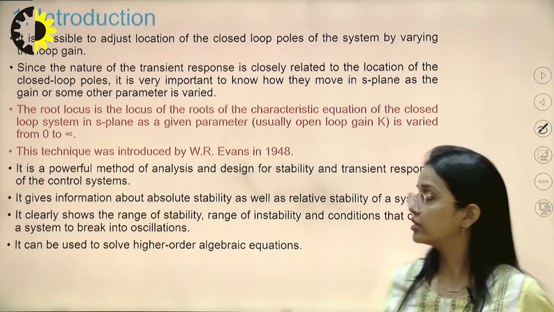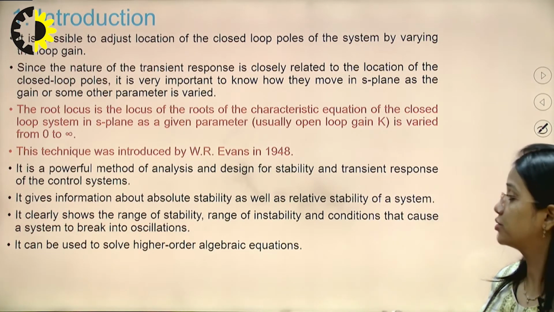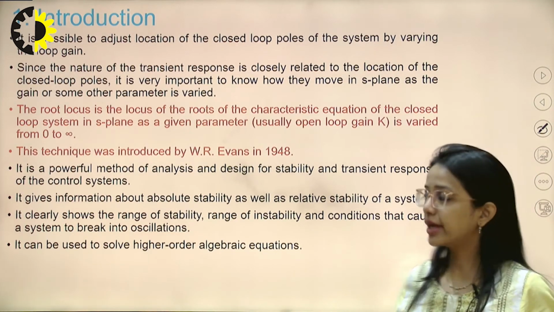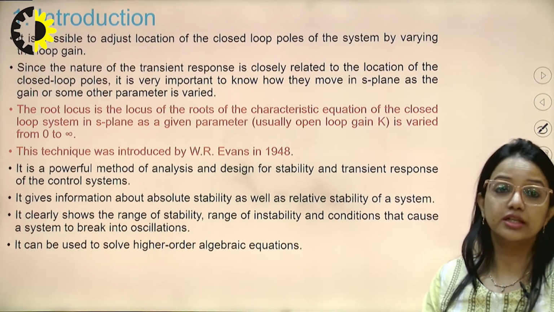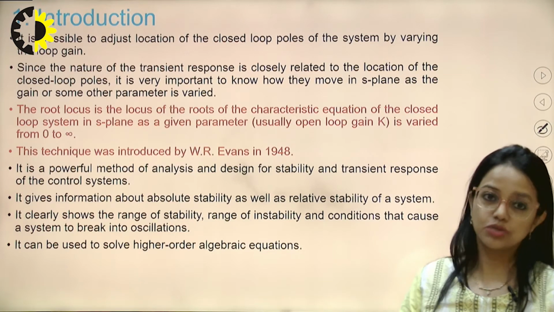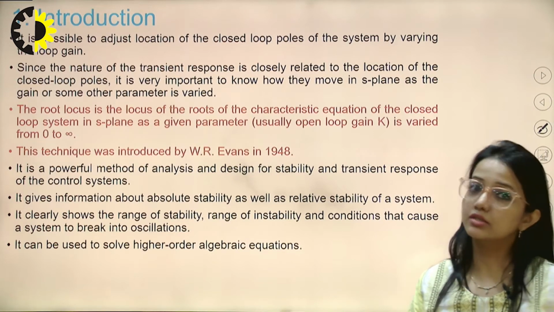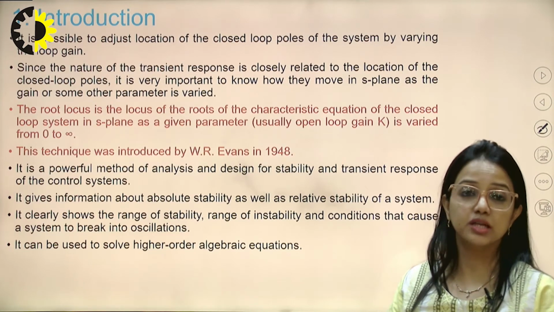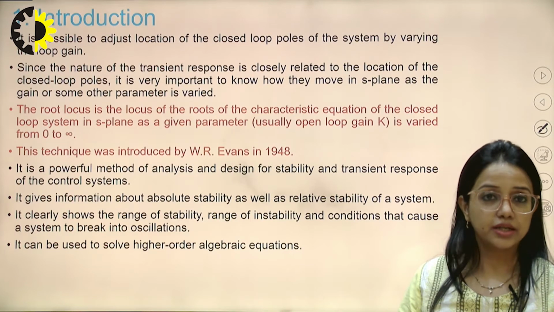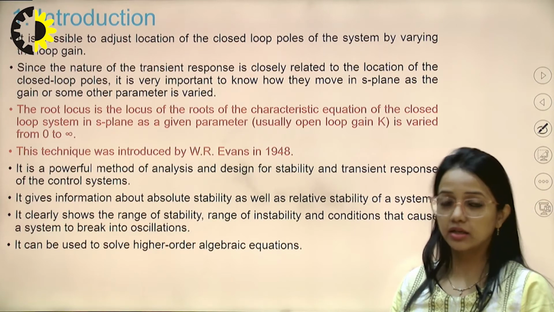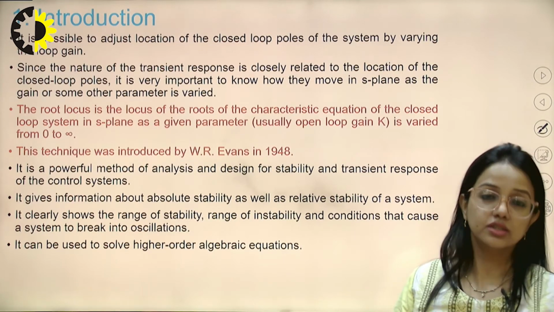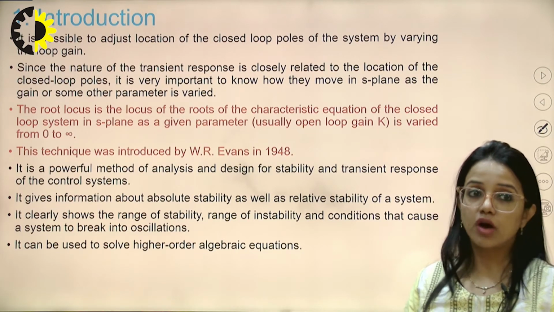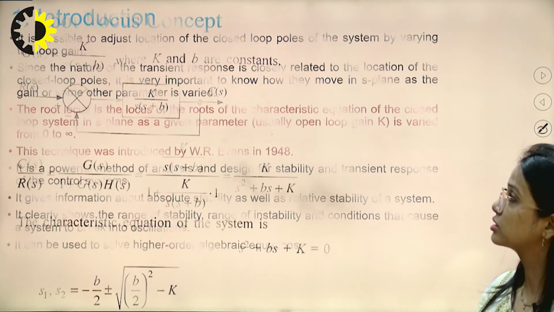It gives the information about absolute stability as well as relative stability of a system. It clearly shows the range of k for which the system remains stable, the particular value of k for which the system is on the verge of becoming unstable, that is called marginally stable, and again a new range of k for which the system will always be unstable. So it can be used to solve higher order algebraic equations.